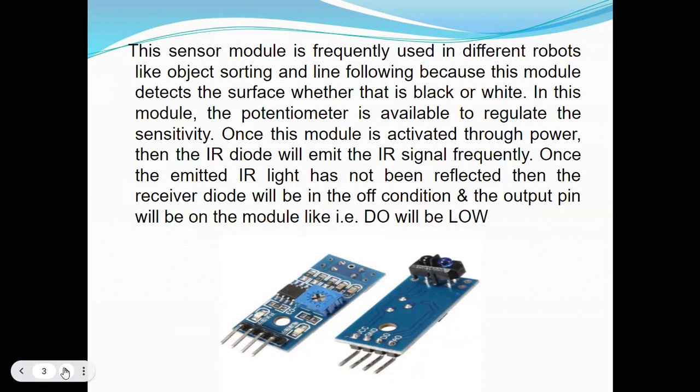Once this module is activated through power, the IR diode will emit the IR signal frequency. If the emitted IR light is not reflected, then the receiver diode will be in the off condition and the output pin on the module will show a low signal, which in binary is translated as 0.